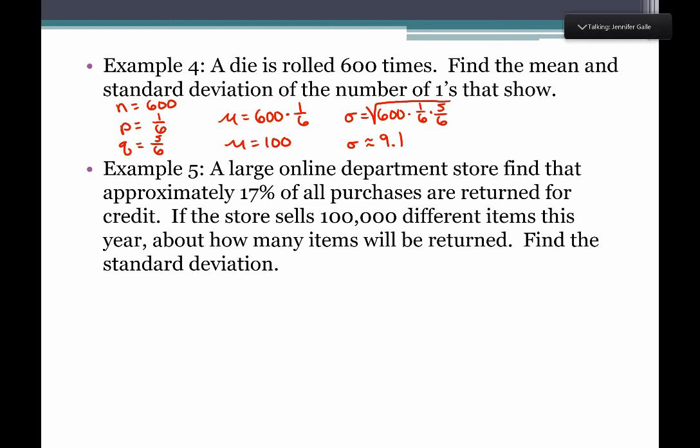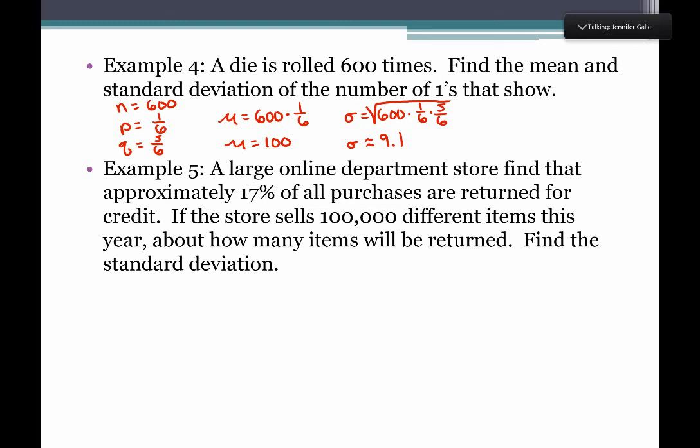One final example working with our binomial distribution. A large online department store finds that approximately 17% of all purchases are returned for credit. If the store sells 100,000 different items this year, about how many items will be returned? We just want to find the standard deviation.